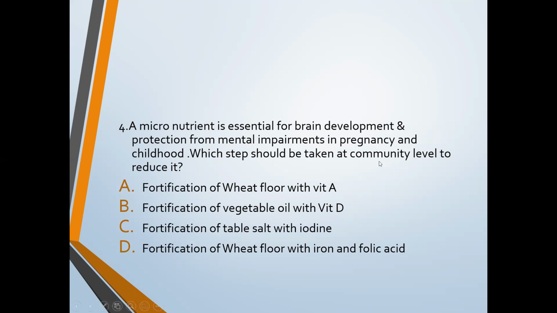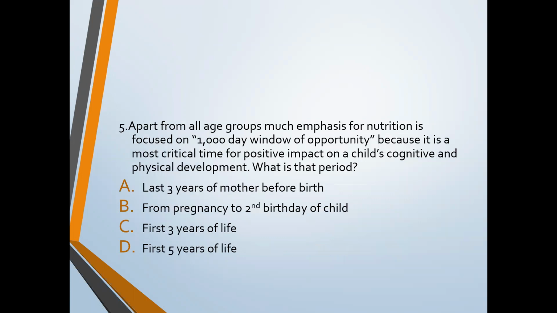What steps should be taken at community level to reduce mental impairment in pregnancies? Fortification of wheat with vitamin A, fortification of vegetable oil with vitamin D, fortification of table salt with iodine, fortification of wheat flour with iron and folic acid. C. Yes, C is the right answer. Fortification of table salt with iodine.